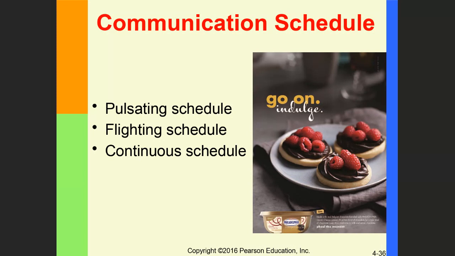The flighting schedule is just allocating the budget only through peak times. Only through peak times do we advertise, but throughout the rest of the year I don't have advertising. Many people do that to cut on budget. Continuous, of course, is dividing the budget equally throughout the year without having to boost in certain areas like the pulsating one, or flight only at specific times of the year. Right, let's move on.